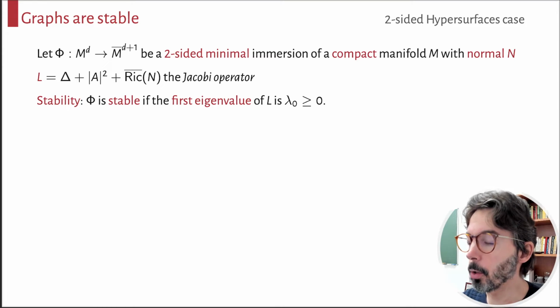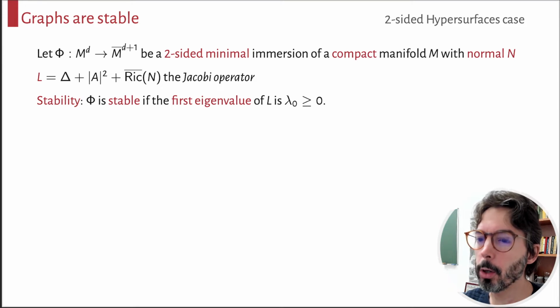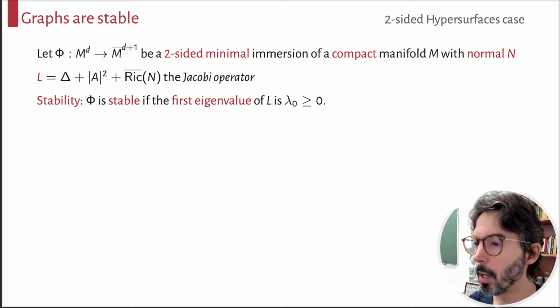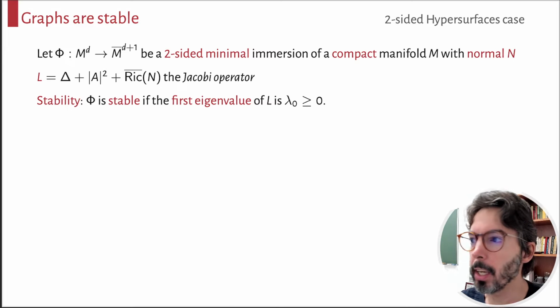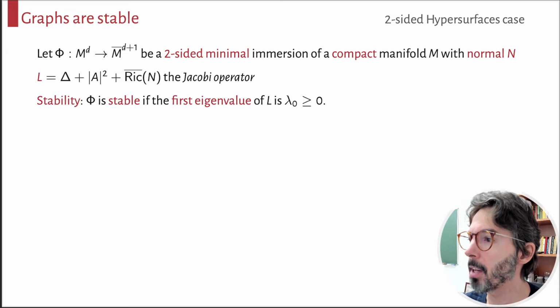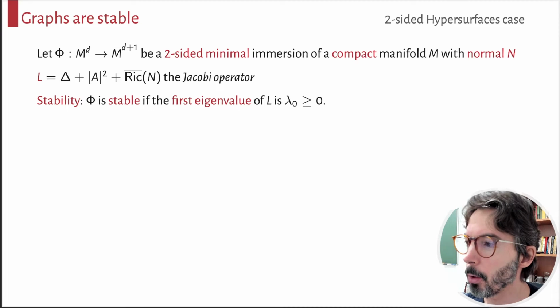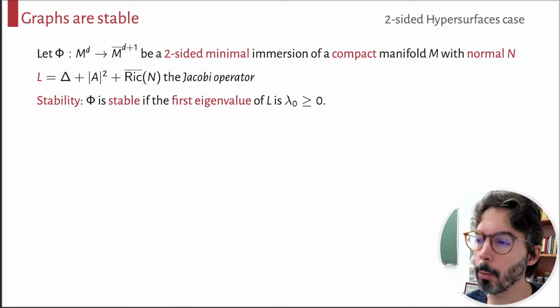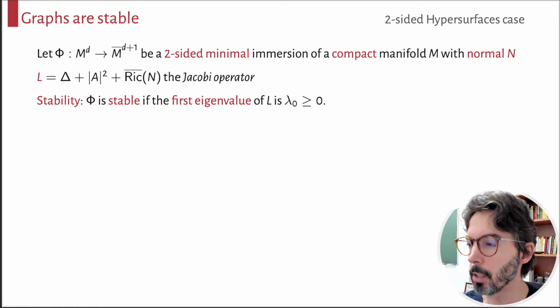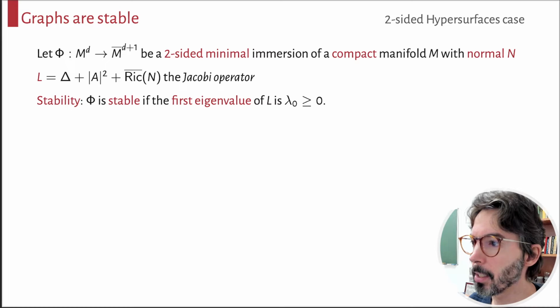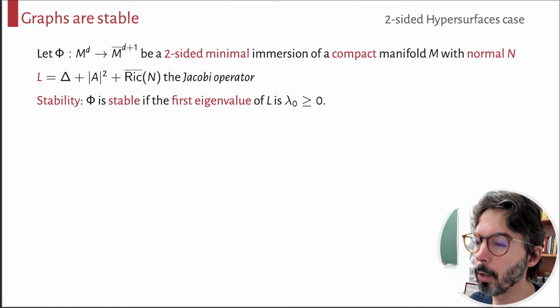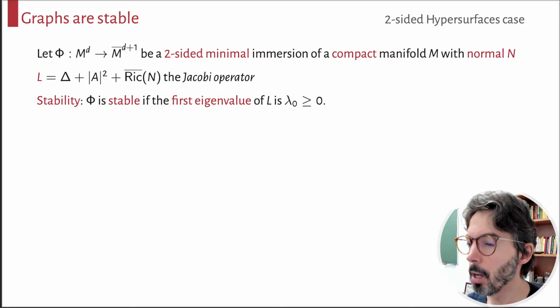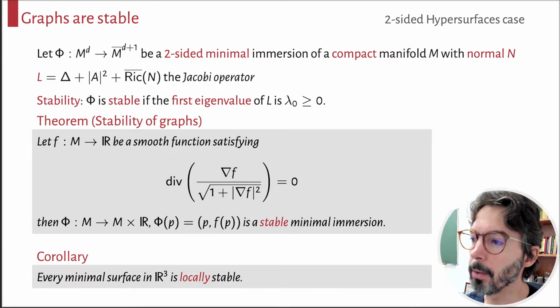Let's consider an immersion phi of a two-sided minimal hypersurface of a compact manifold with normal n. We have already seen in part 1 that the Jacobi operator is actually equivalent to the Schrödinger operator given by the Laplacian plus the length of the second fundamental form plus the ambient Ricci curvature in the normal direction. Our hypersurface is stable if the first eigenvalue of this operator L, which we are also going to call the Jacobi operator, is non-negative. With this in mind, we've got the following result.